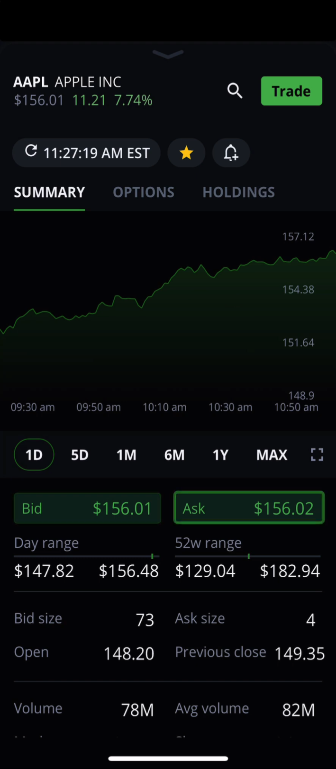To the right of the bid price is the ask price. The ask price is the lowest price sellers are currently willing to receive for the security. When the number of sellers increases, the ask price also tends to fall.